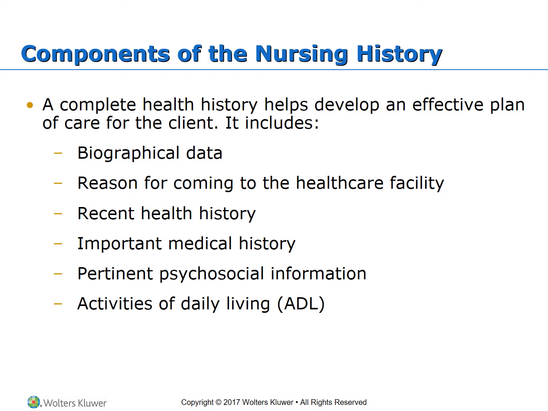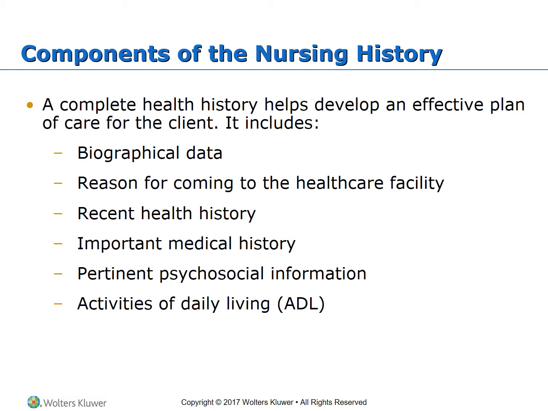What are components of the nursing history? A complete health history helps develop an effective plan of care for the client. It includes biographical data, which includes their name, age, birth date, spouse, support person, children, address, phone number, occupation, financial status, insurance, and so forth. Also includes the reason for coming to the healthcare facility.